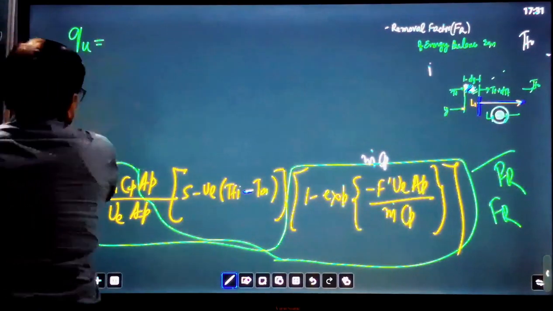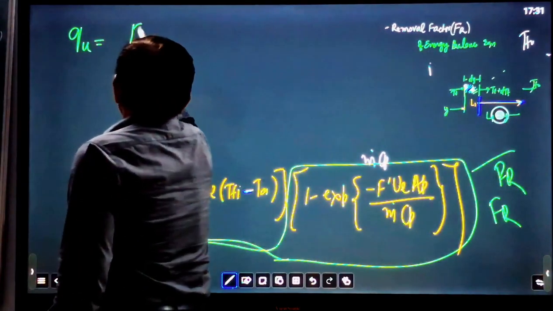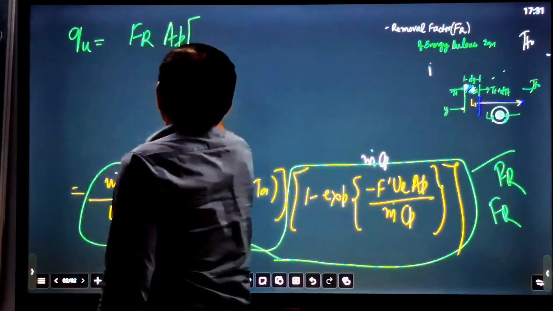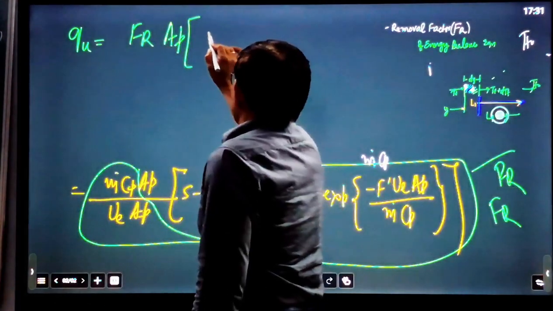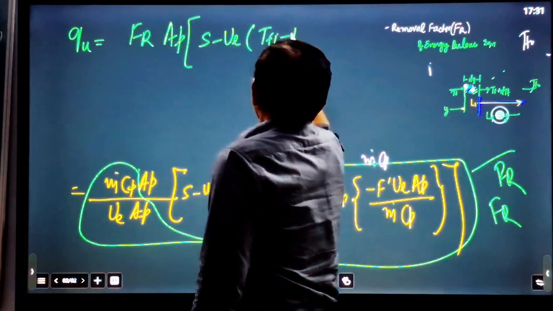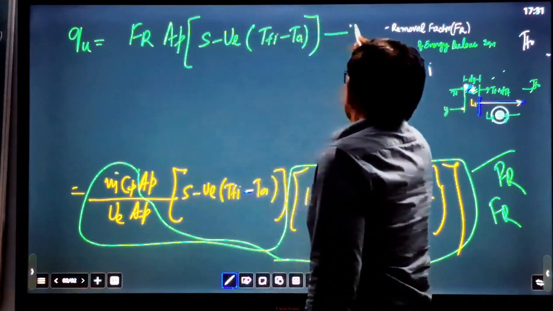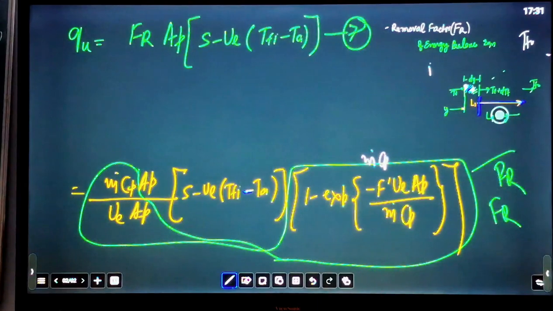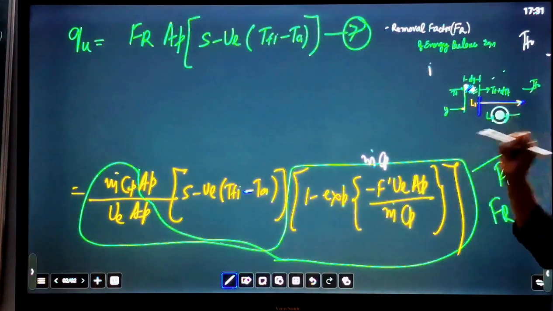QU becomes Fr into AP, S minus UL, TFI minus TA. This equation becomes very simple. This is a very simple equation number 7. By defining the heat removal factor, the whole equation becomes very easy.